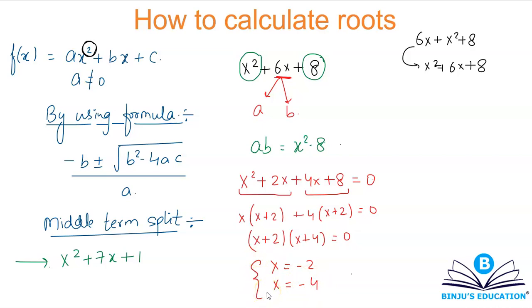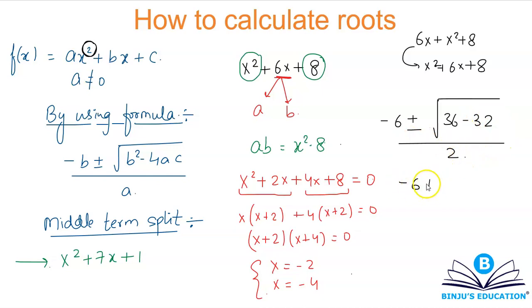You can cross verify what you have done by using the formula. So this will be minus 6 plus minus square root of b square, which is 36, minus 4 into 1 into 8, 4 into 8 is 32, divided by 2. So that's minus 6 plus minus 2 divided by 2. So you're going to get minus 2 and minus 4. So your two roots are minus 2 and minus 4. So your x-intercepts are minus 2 and minus 4.